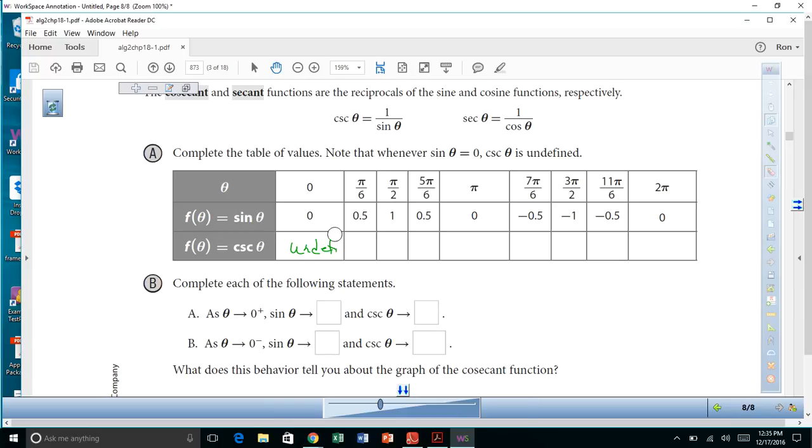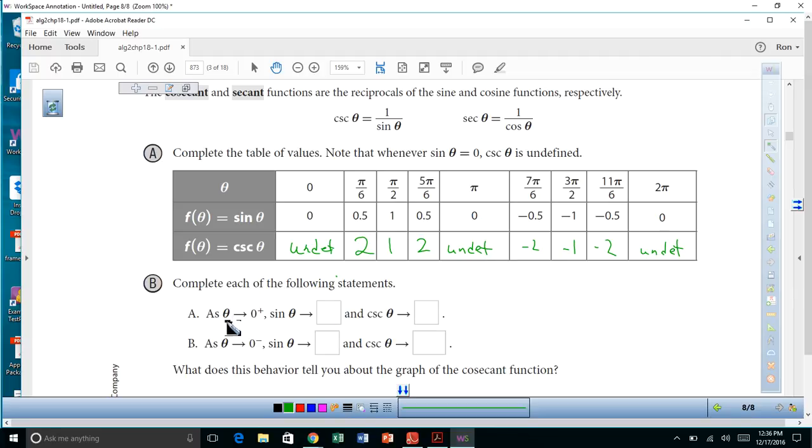We'll just undefine. And so that's going to be 1/2. So this will be 2. That'll be 1. And that'll be 2. Undefined. And then that's going to be -2, -1, -2, and undefined. And you'll see in a minute why that's undefined.